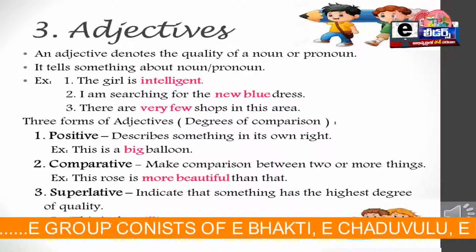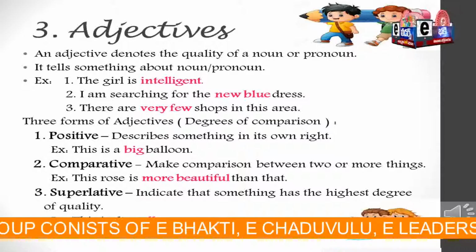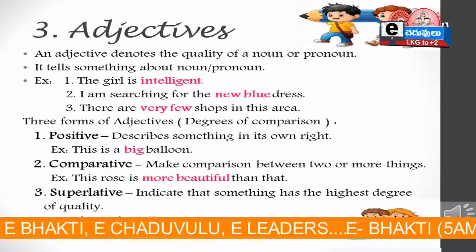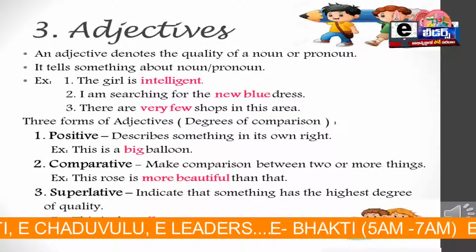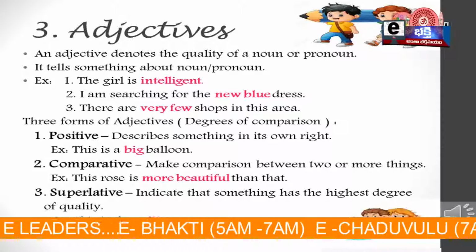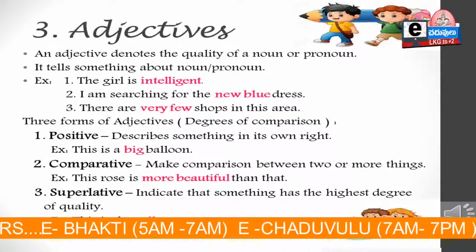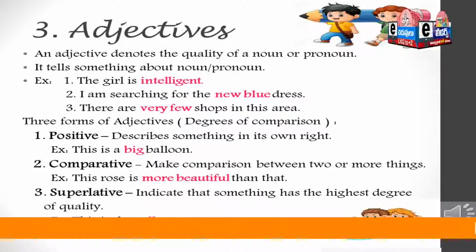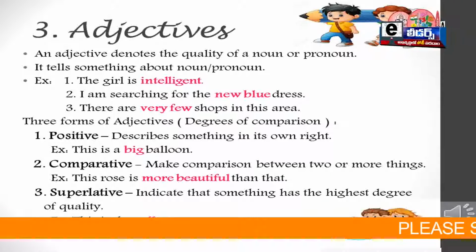I am searching for the new blue dress. There are very few shops in this area. As you can see, the words in red color are describing the nouns and they are adjectives. There are three forms of adjectives which are also called as degrees of comparison: positive, comparative, superlative.